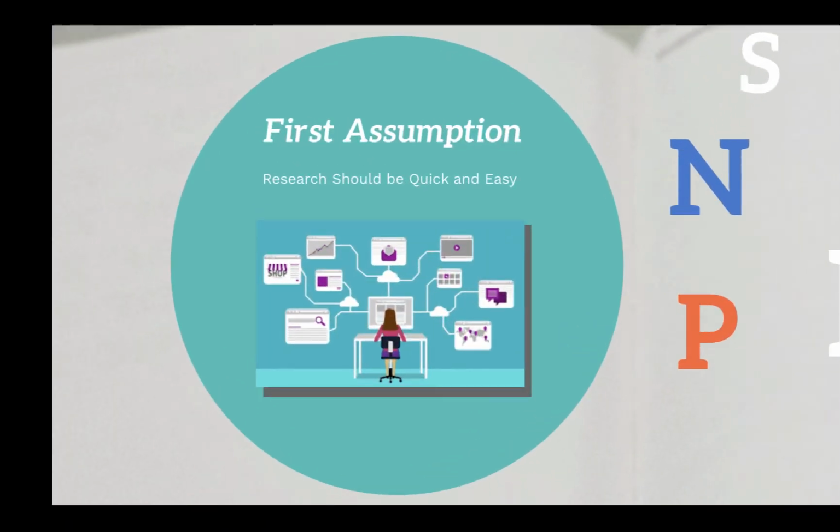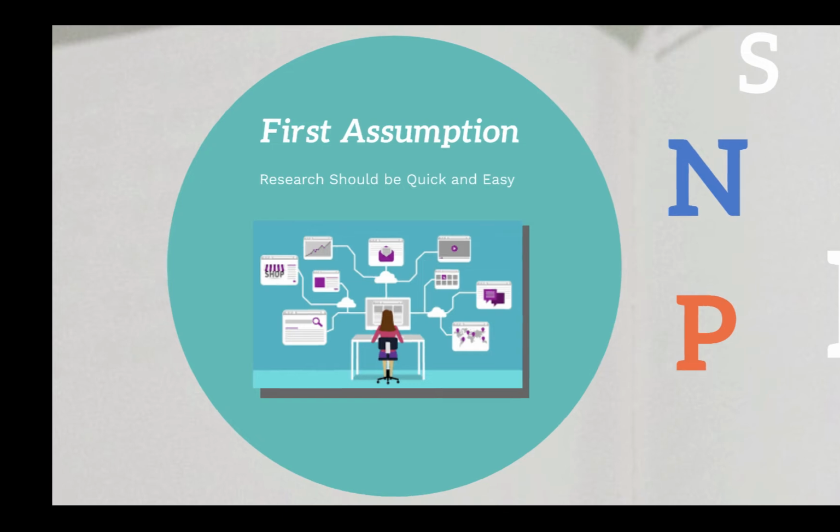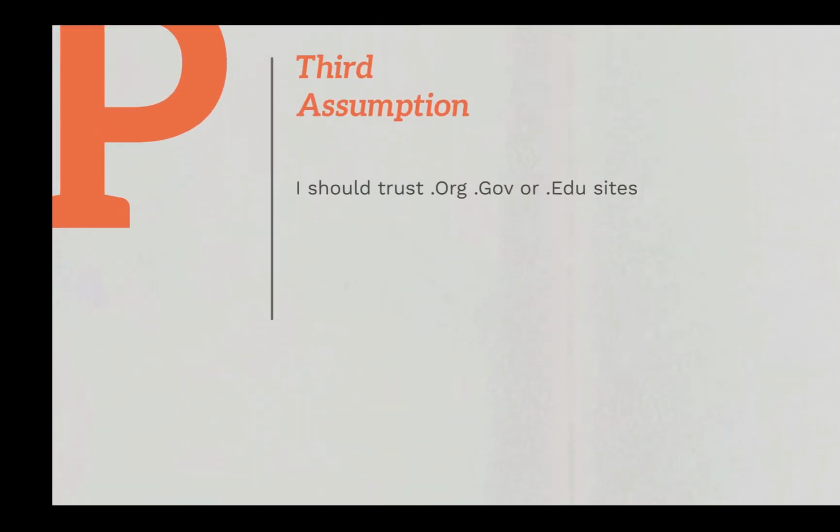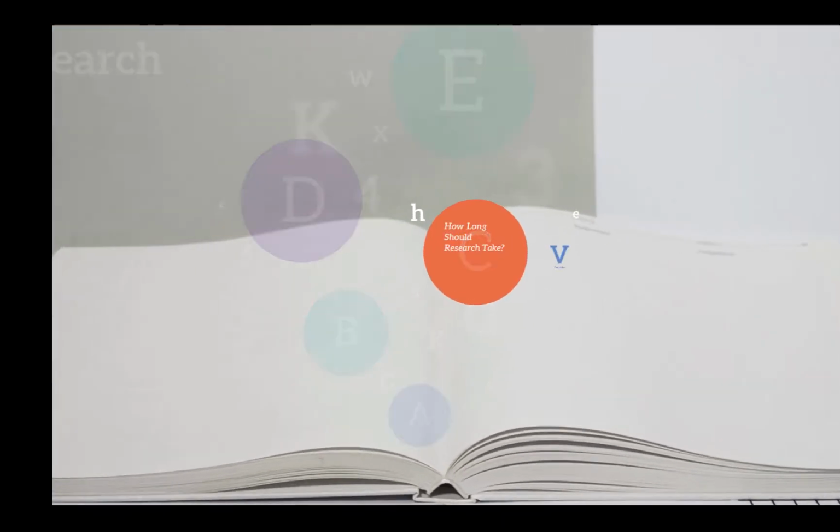First, students assume that answers to our questions should surface in seconds or minutes. Second, students assume that the information is free. And third, students assume that the information is credible if it is information retrieved from the following domains: .org, .gov, or .edu. Let's tackle the first assumption.